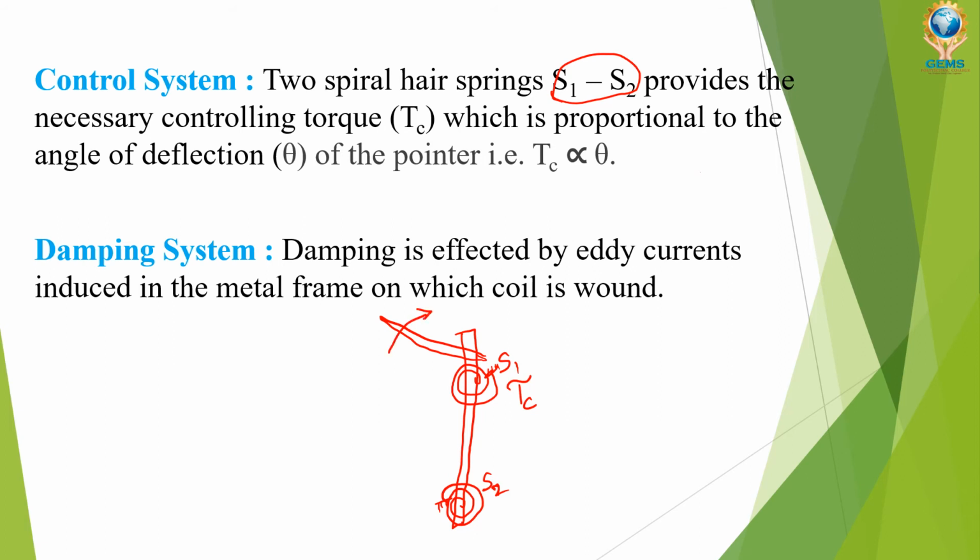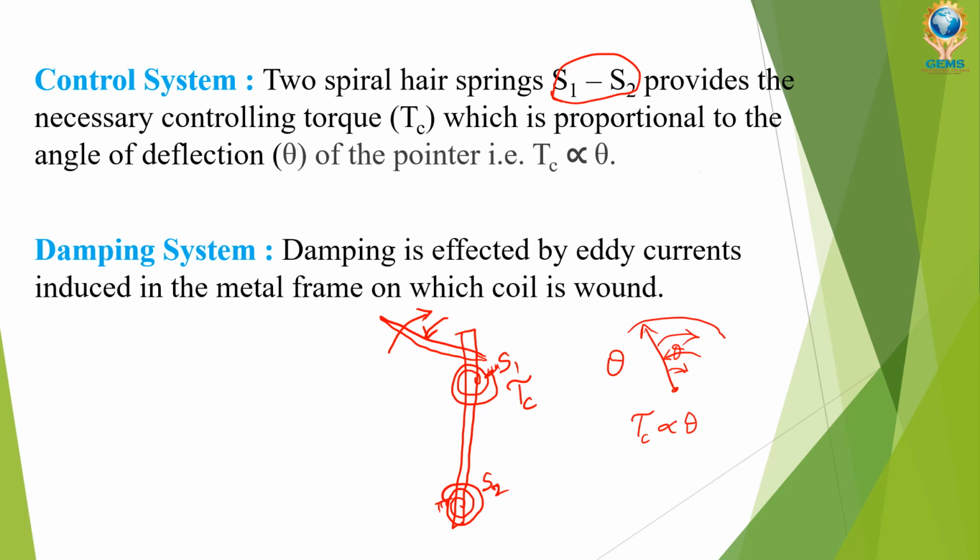When the pointer is moving this side, this spring will provide opposite torque from this side. This is the controlling torque. Spring 1 and spring 2 will provide torques like this. Here theta is the angle, when the pointer is here on the scale, how much it is rotating, that we call theta. The controlling torque is directly proportional to theta, meaning how much it moves forward, the controlling torque will oppose exactly that much. That is the controlling torque.